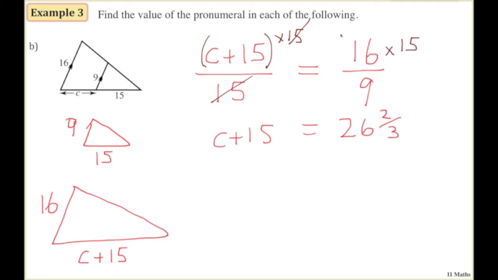Let's minus 15 to both sides, and if I do 26 and 2/3 minus 15, I will end up with 11 2/3. So C is 11 and 2/3. That's the answer I'm actually after there. Right, let's go on to our next question.